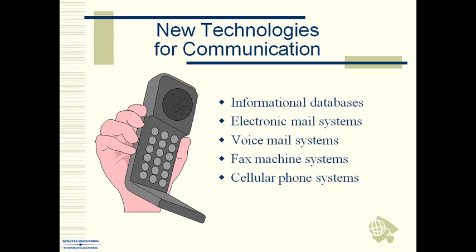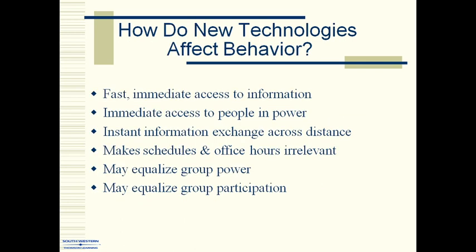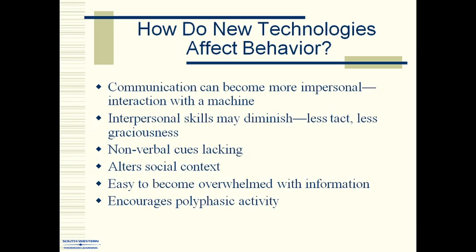So new technologies for communication mean informational databases, electronic mail systems, voicemail systems, fax machine systems, and cellular phone systems. These are the new variables. They give fast, immediate access to information, and immediate access to people in power. So there is instant information exchange across dynamics, which makes schedules and offices also relevant, and equalizes group power and participation.